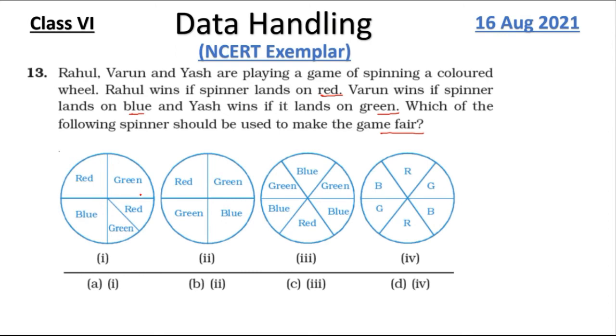On observing, look at figure 4. Here, an equal number of blue, red and green is there. So it's preferable that option D should be selected as a fair game because the number of colors is equal.